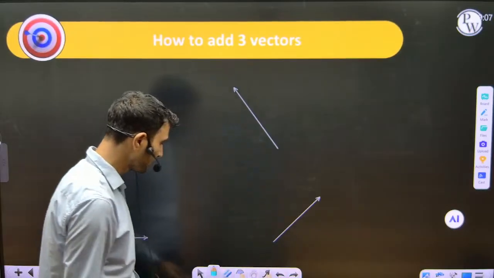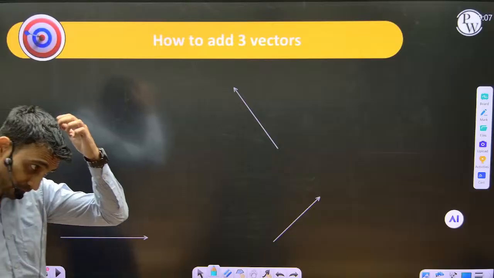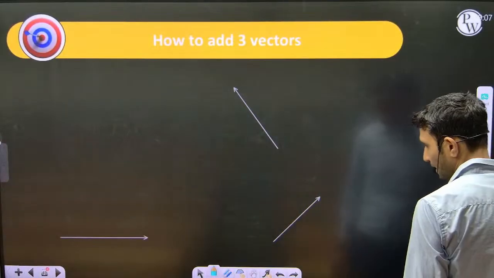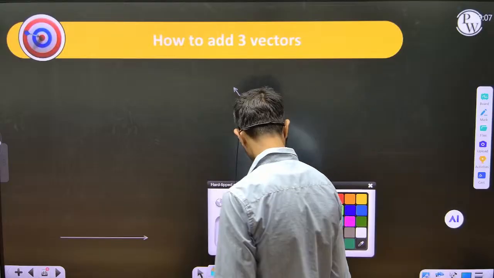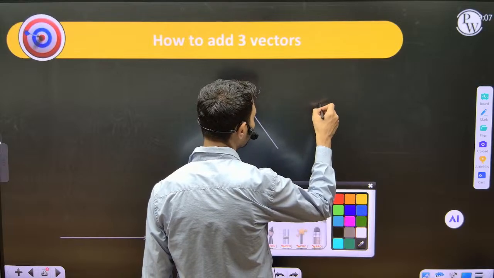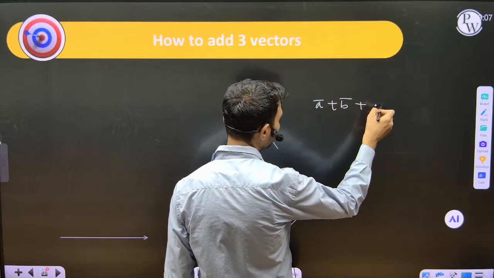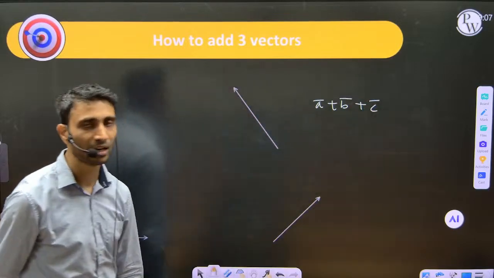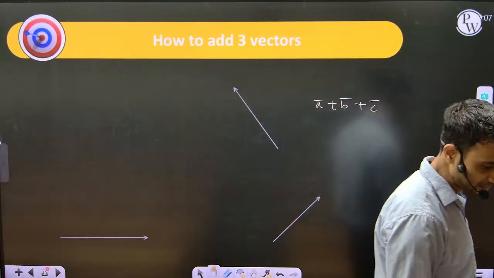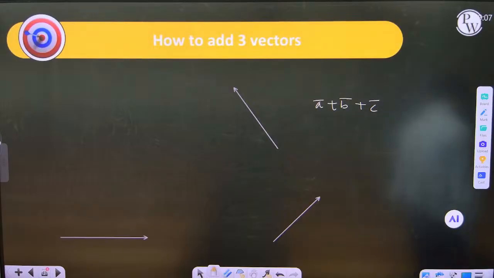Yeah, so as I was saying, we have to add three vectors, right? So let's see how to add three vectors. In order to add three vectors, which is a vector plus b vector plus c vector, I can't do that, right? I don't know how to add three vectors. So what I'll do, I will add how many vectors at a time? I'll add two vectors at a time, right?